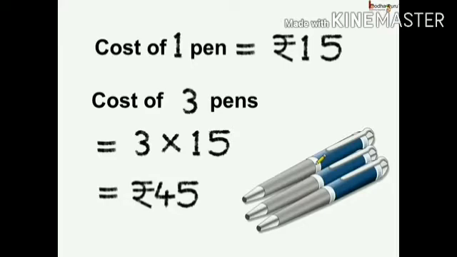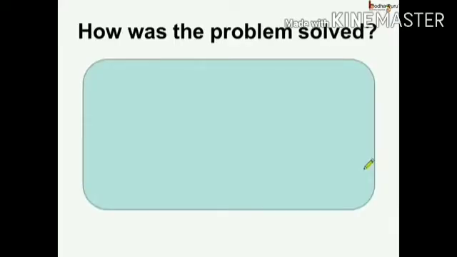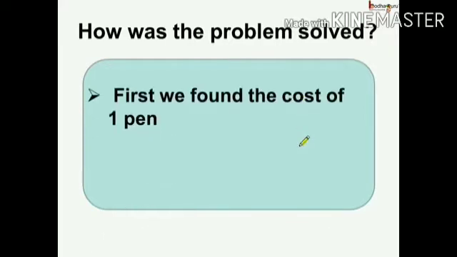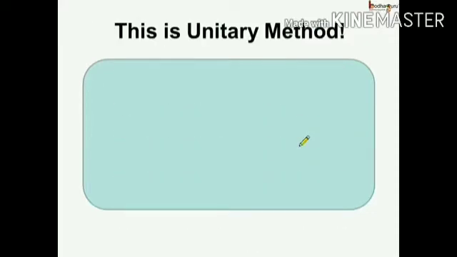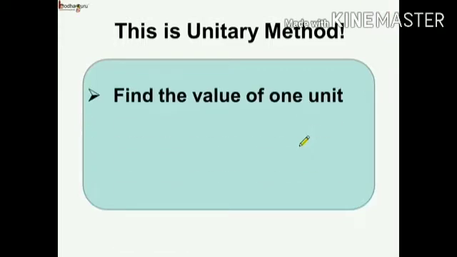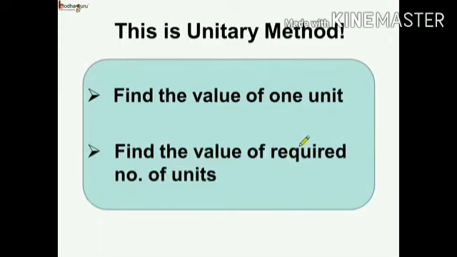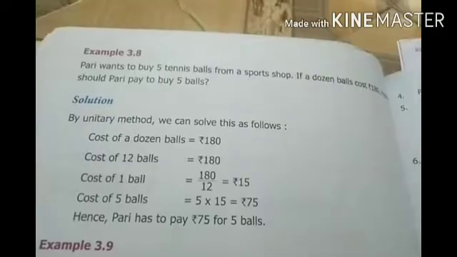Now let me see how the problem was solved. First we found the cost of 1 pen. Then we found the cost of 3 pens. So it is called the unitary method, where we find the value of 1 unit, then find the value of the required number of units.